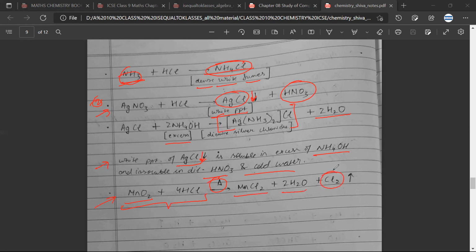Now this reaction is very important because in the exam they'll ask you to mention a proof that chlorine is present in the chemical formula of HCl. So you could write this reaction down and the examiner would understand that the chlorine is present in HCl because you've listed this reaction and the product is chlorine, which is in the gaseous form.